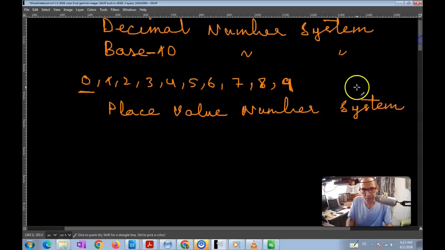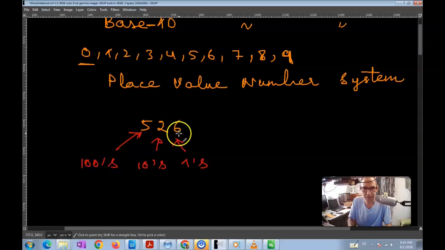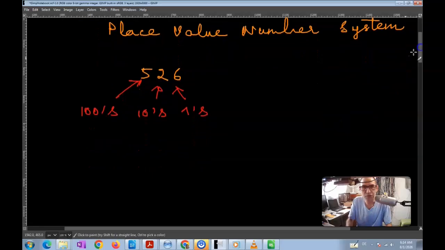So what I mean by the place value in this system is that if I write 526 like this, as we mentioned before, in this number system, here we have the ones place value. Here we have the tens place value, and here we have the hundreds place value. And of course, you're familiar with the models that we used for numbers.